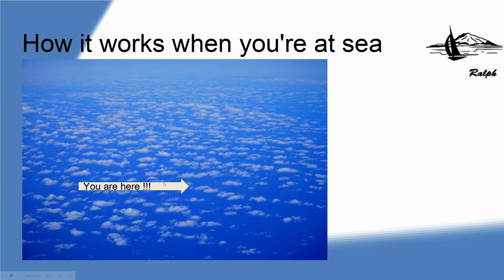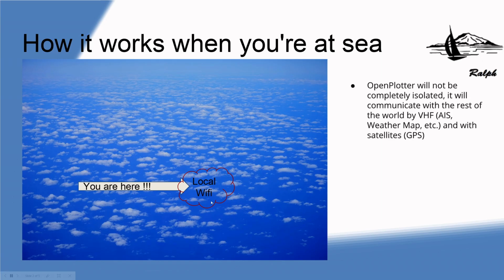And normally you cannot communicate with the rest of the world because you have no internet access, except of course if you have Starlink or something like this. But what you can do is create a local Wi-Fi. But this local Wi-Fi, of course, is not communicating with the rest of the world. But when you have a local Wi-Fi, you can connect to this local Wi-Fi. So you have all the devices within the same area that can connect together.